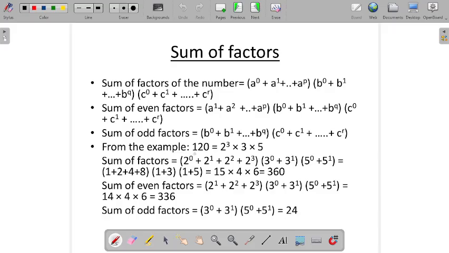Here we have already found for 120: 2 cube into 3 into 5. To find sum of factors, for 2 cube we should write 2 power 0 plus 2 power 1 plus 2 power 2 up to 2 power 3, just because the maximum value is 2 cube. Next, for 3, the maximum value is 3 power 1, so it stops here: 3 power 0 plus 3 power 1. For 5, the maximum value is 1, so 5 power 0 plus 5 power 1. Beyond this we should not write. When we calculate it, we get 360 as the answer.